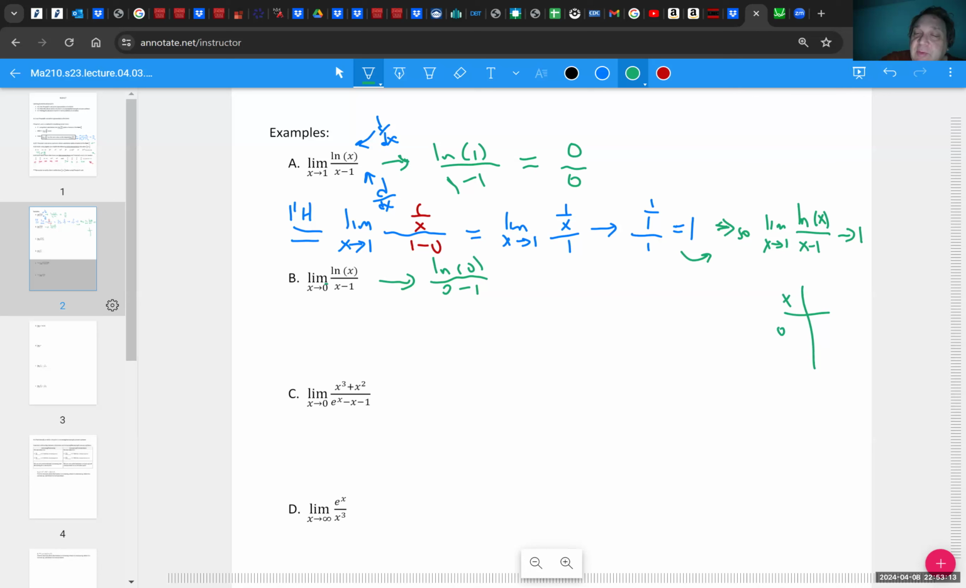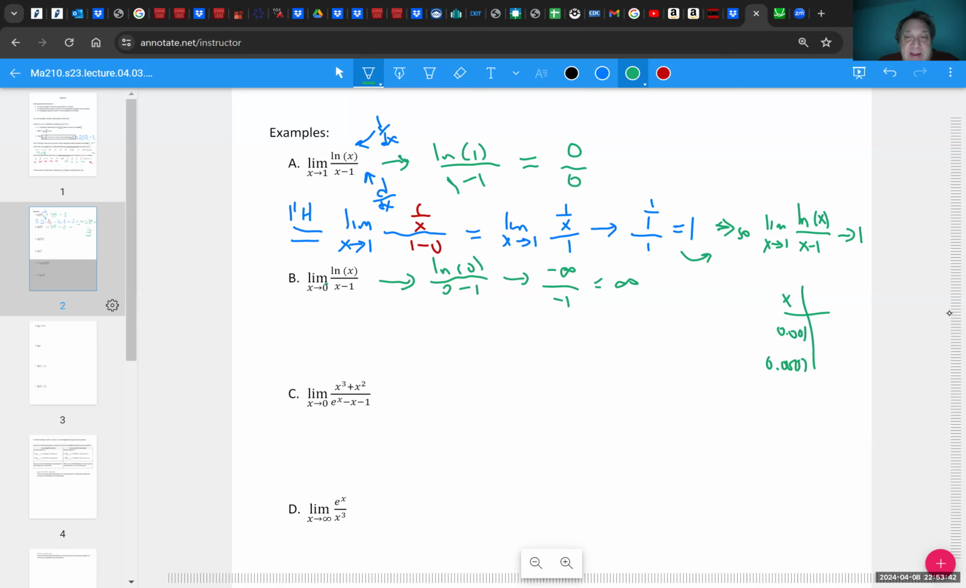So maybe things like 0.001 or 0.00001 or things like that. Or you could use a graph, or you could remember that the natural log of 0 is negative infinity. So this goes to negative infinity over negative 1. And that is not an indeterminate form. If I take infinity and divide by 1, I get infinity. So this is infinity, and there is nothing else you need to do. You're all set.